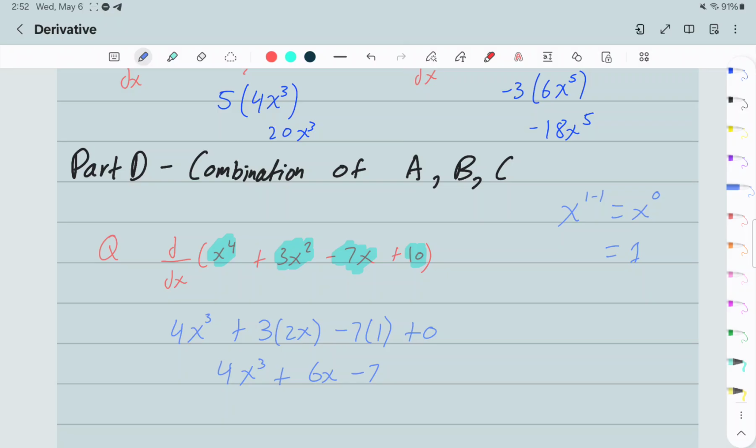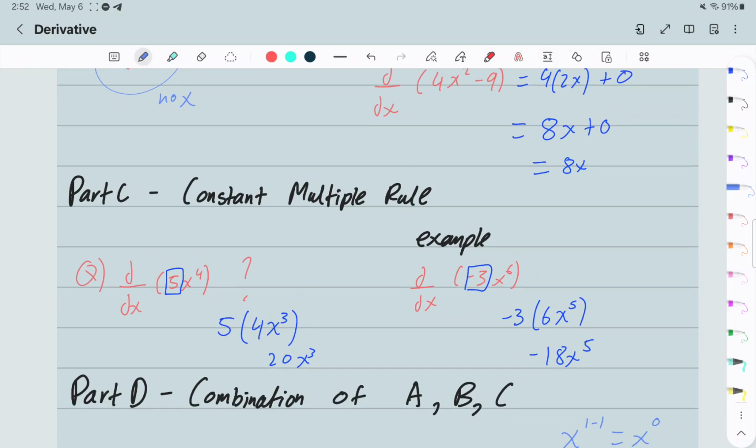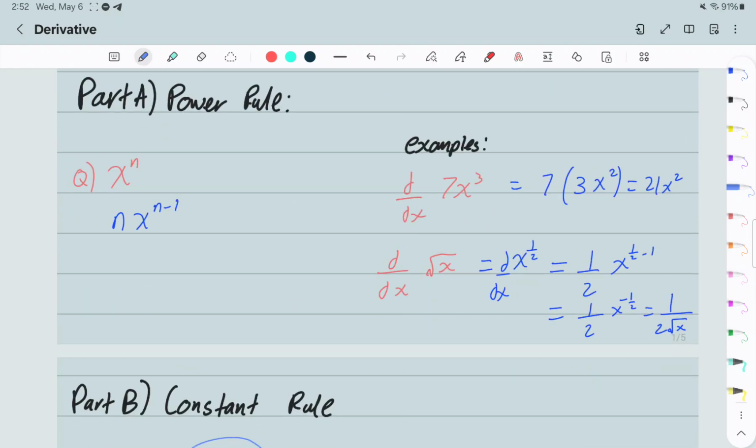And my advice to you guys would be, if you get some negative exponents like in this one, like I got minus 1 over 2, or even if you get roots, you just make them exponents, like fractions and stuff. It's better than roots. Roots are hard to deal with.